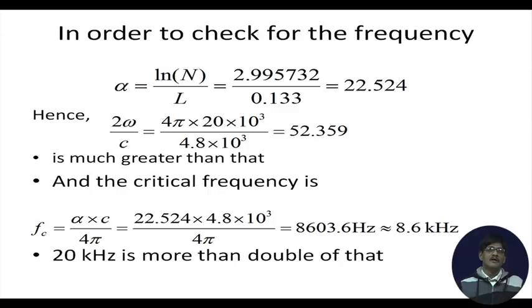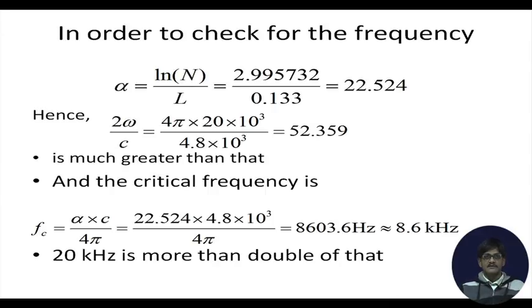So, alpha we have already found out: 2.995732 divided by the length, which is 0.133. If you remember, we are expressing it in meters. So this comes out to be 22.524. Okay, that's good.